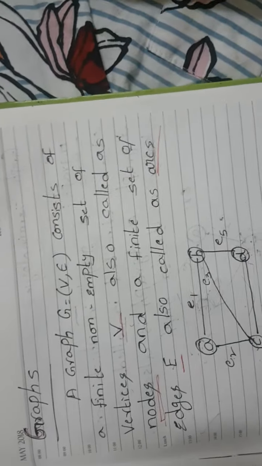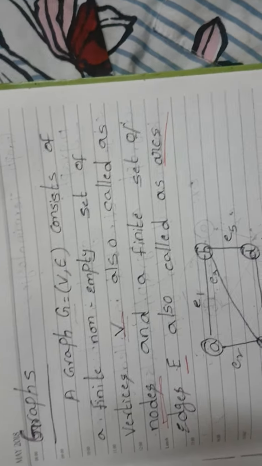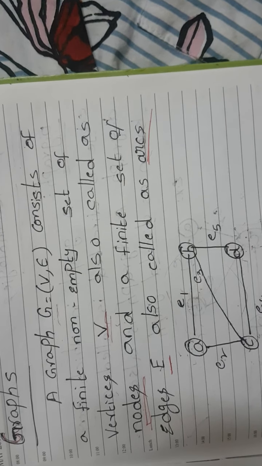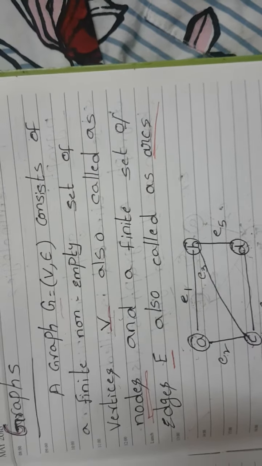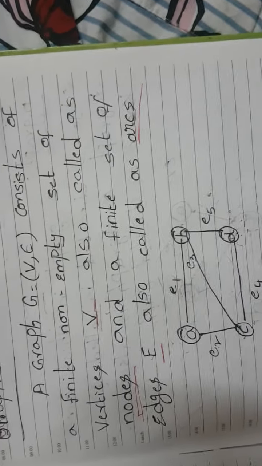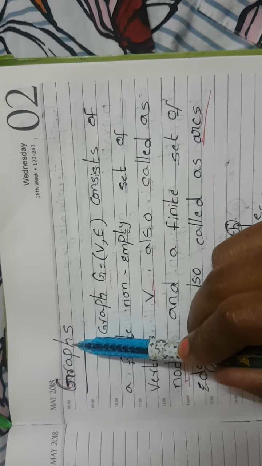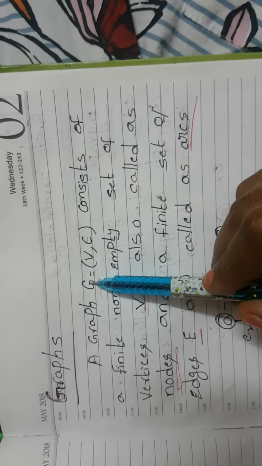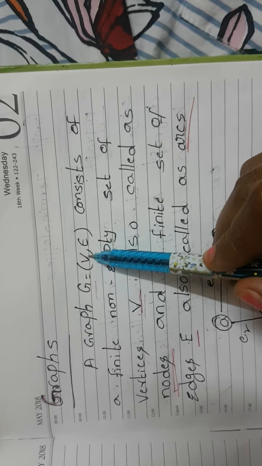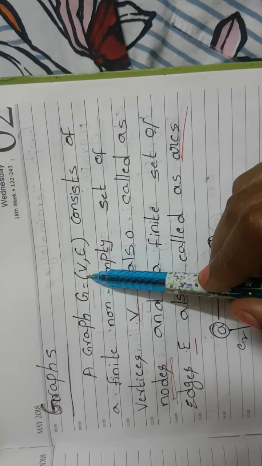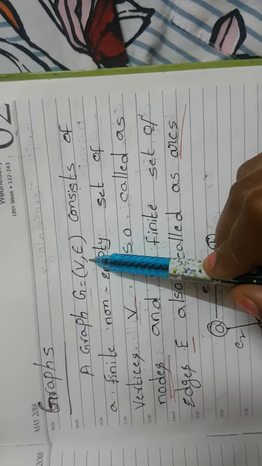What is meant by a graph? Define graph. What are the terminologies we use in a graph? Okay, here, a graph is G equal to (V, E). That means a graph is a combination of vertices and edges.